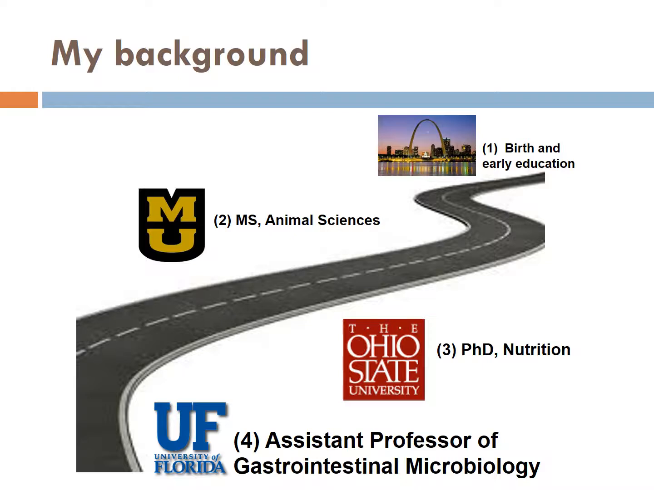Before delving into the course content, I want to give you a brief background about myself. I was born and received my early education in St. Louis, Missouri, and you can see the world-famous arch in this photo. I went to the University of Missouri for my bachelor's in biology, and as you see here, my master's in animal sciences. I focused on ruminant nutrition, and specifically forage quality and evaluation. I went to The Ohio State University for my PhD in nutrition, though I focused on microbiology, specifically energy metabolism of rumen microbes. In 2013, I came to the University of Florida for my current position, Assistant Professor of Gastrointestinal Microbiology.